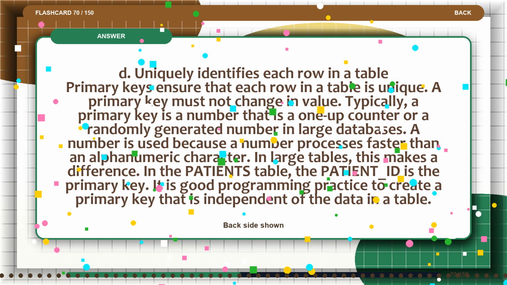The answer is D. Uniquely identifies each row in a table. Primary keys ensure that each row in a table is unique. A primary key must not change in value. Typically, a primary key is a number that is a one-up counter or a randomly generated number in large databases. A number is used because a number processes faster than an alphanumeric character. In large tables, this makes a difference. In the patient's table, the patient ID is the primary key. It is good programming practice to create a primary key that is independent of the data in a table.